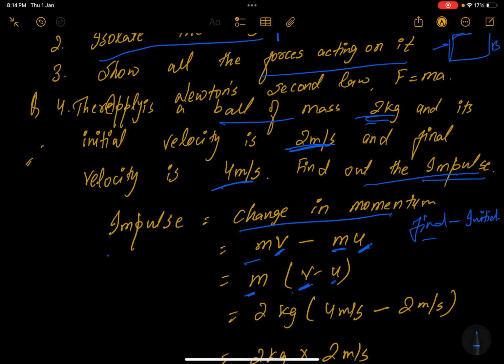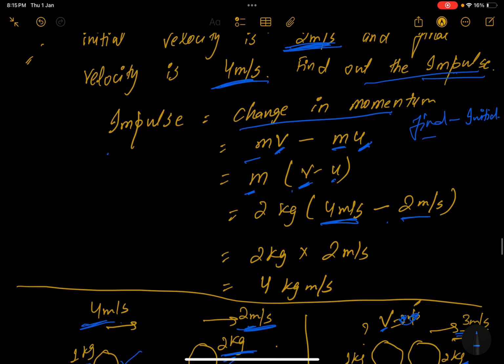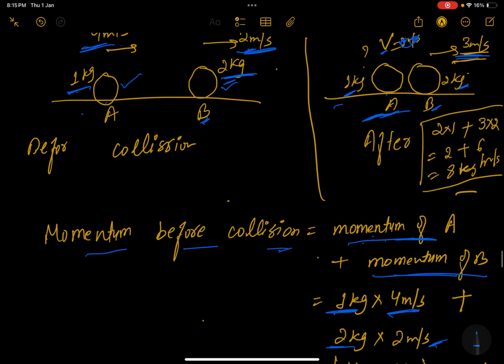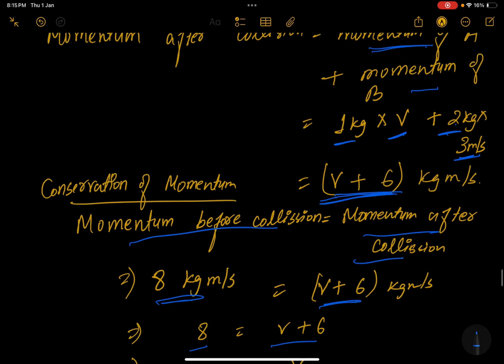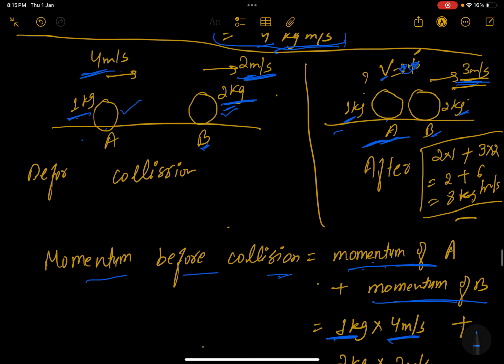What is final velocity? 4 meter per second, minus initial velocity. What is initial velocity? 2 meter per second. 4 minus 2 is 2. 2 into 2 is 4 kg meter per second. So this is the impulse. So this is the question, and the collision part I have explained earlier.